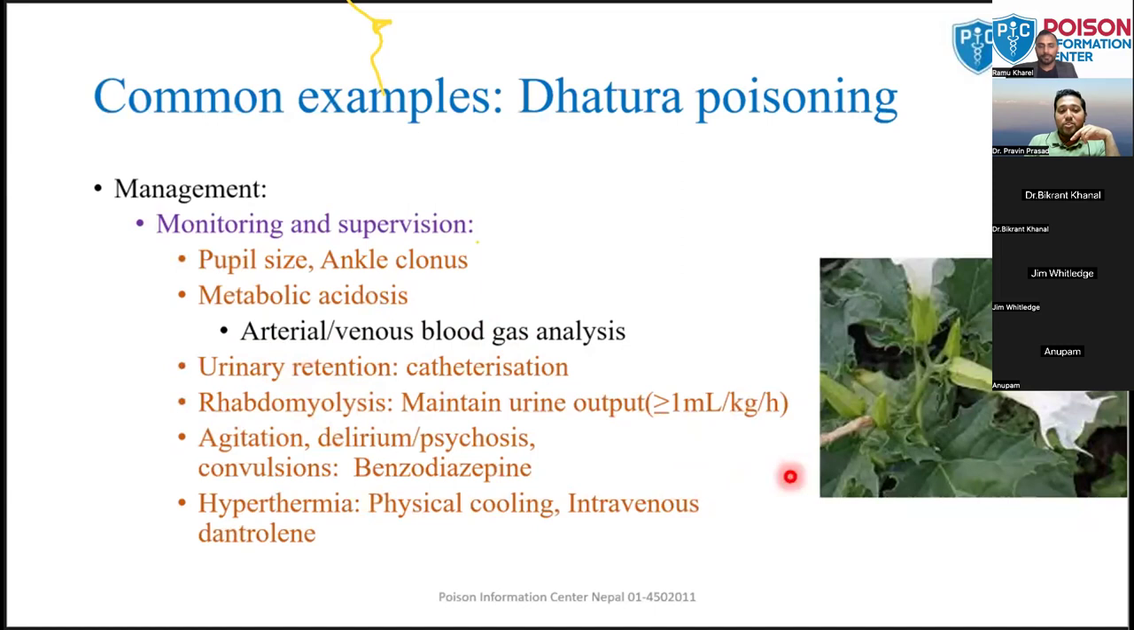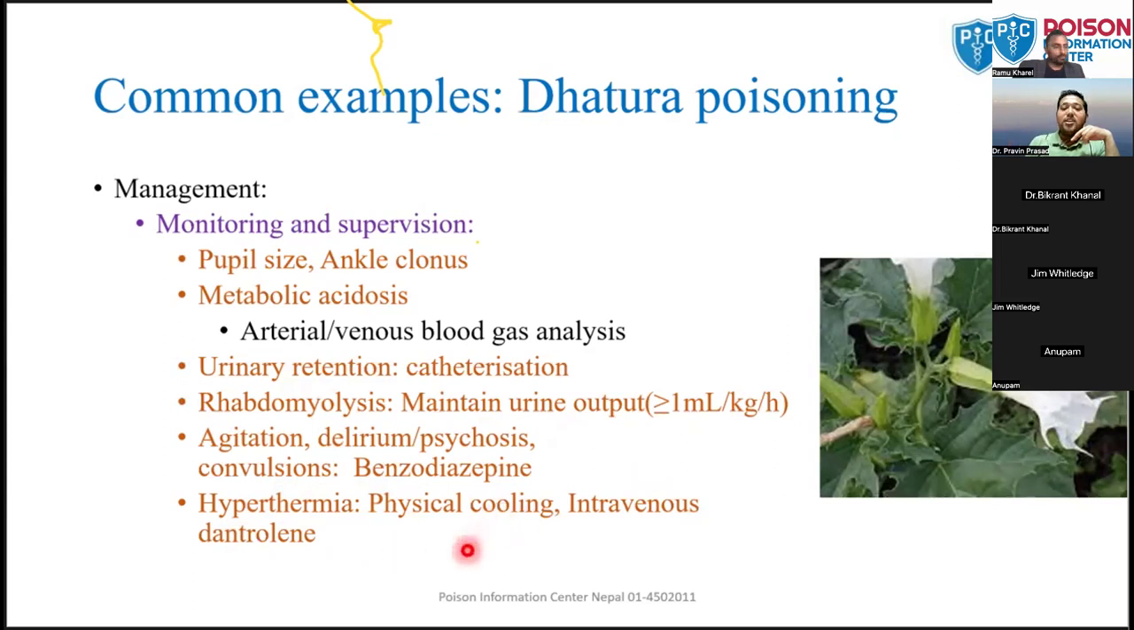Rhabdomyolysis, you have to monitor the creatine kinase, and if it's raised or if the urine output is not maintained, you have to go for crystalloids. CNS is involved in terms of agitation, delirium, psychosis. We want to go for benzodiazepines. Again, same thing, midazolam or lorazepam can be used, and if it's not sufficient, we might want to go for diazepam.